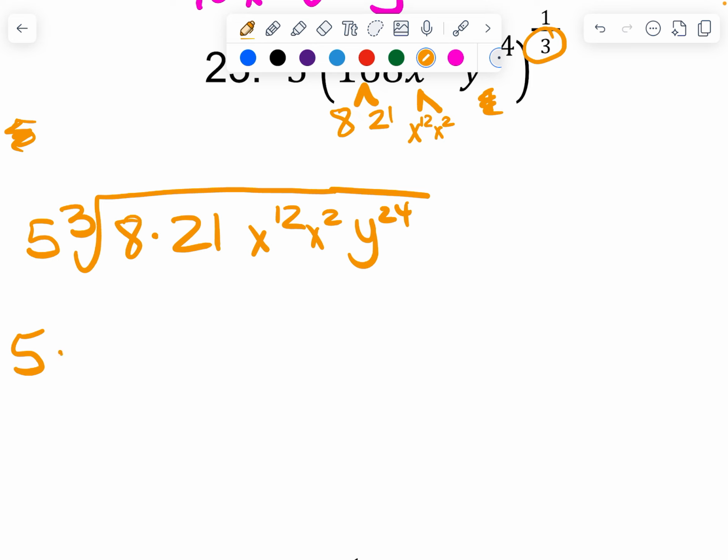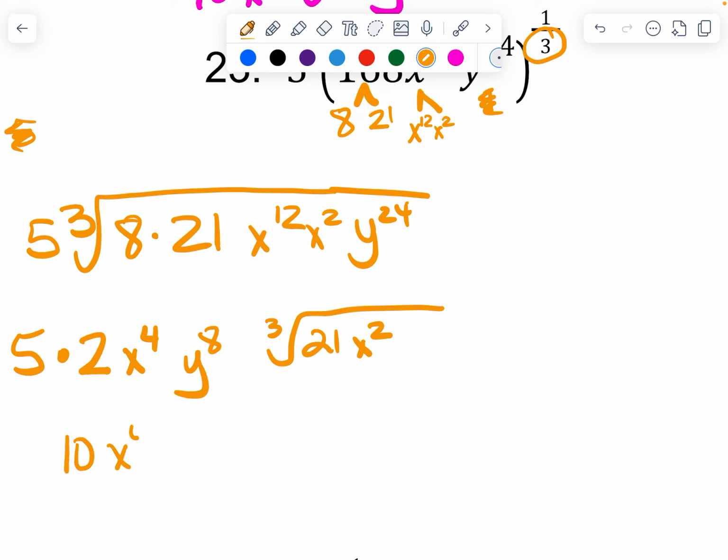I have a 5 out front. The cubed root of 8 is 2. Can't take the cubed root of 21, so it stays underneath. The cubed root of x to the 12th. Divide the exponent by 3. You get x to the 4th. And my x squared goes here. Divide the exponent by 3, and I would get y to the 8th. So my answer is 10, x to the 4th, y to the 8th, cubed root of 21x squared.